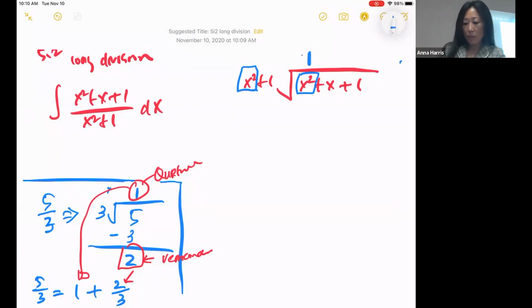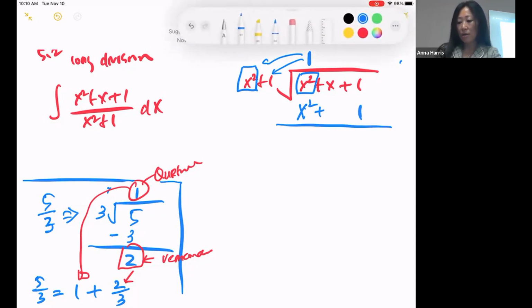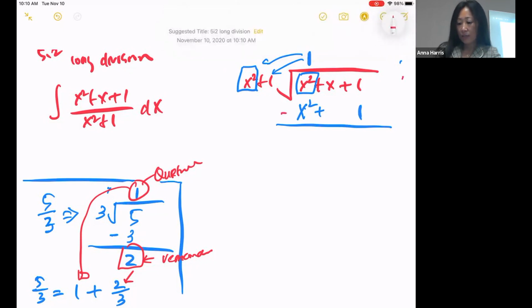So let's do that. We're going to distribute that 1. x squared times 1 is x squared, and 1 times 1 is 1. All right, now we're going to subtract just like we did in our number long division. So this becomes a negative, that becomes a negative. That cancels out, you get a 0. You bring down the x. That and that cancel out, then that's it.